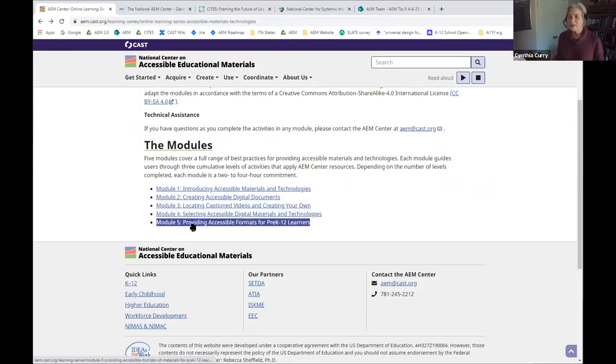And then module 5, providing accessible formats, is really targeted at special educators, IEP teams, accessible media producers, and others who have a role in making sure that for students who have print disabilities, whether it's blindness and low vision, physical disabilities, or learning disabilities such as dyslexia, there are decision-making considerations and sources of accessible formats for those students.